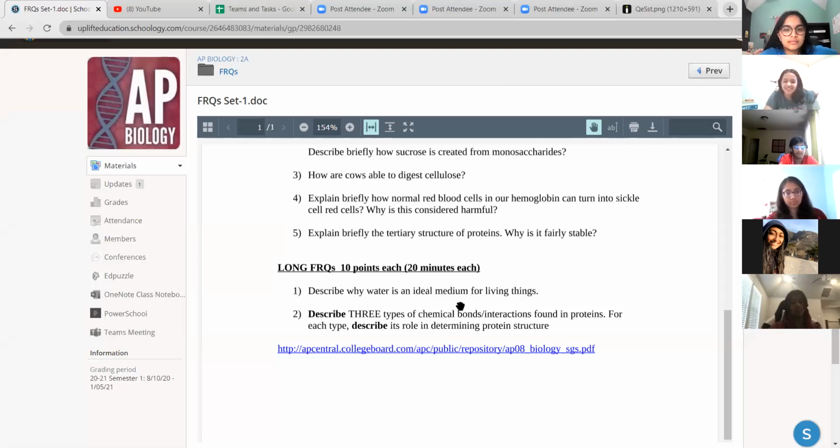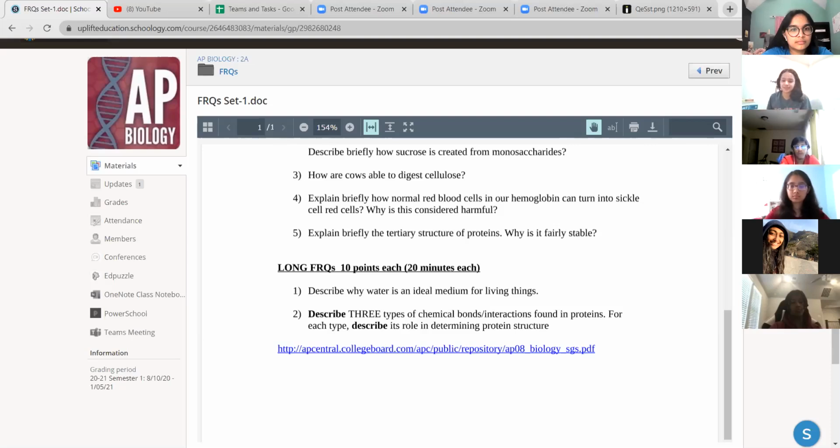So describe why water is an ideal medium for living things. So just the 5 properties of water, and I think we'll talk about those, and it's in PowerPoint 3. Then describe 3 types of chemical bond interactions found in proteins. For this one you could talk about the R group, and the different interactions, like the van der Waals interactions. On the PowerPoint, it specifically says R group. That's what the R group does.